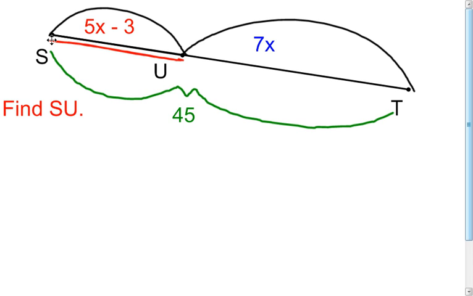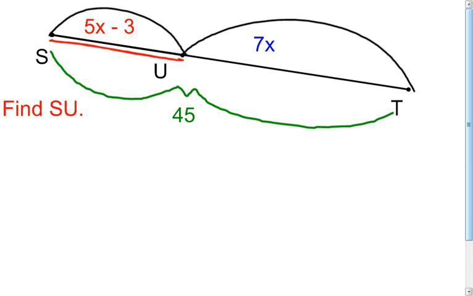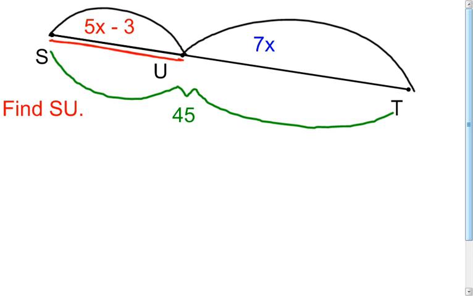Now what I want you to think back to is this slide. One, when we're talking about between, are the 3 points collinear? Yep, they're collinear, they're on the same segment. Two, I can use that little equation right there. It's going to be different because I don't have points A, B, and C. I have points S, U, and T. So written out using the symbolism, the length of segment SU plus the length of segment UT is going to equal the length of segment ST.